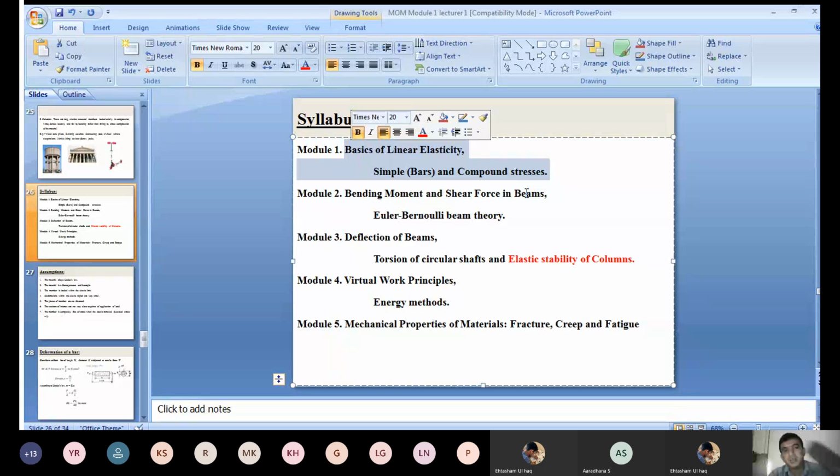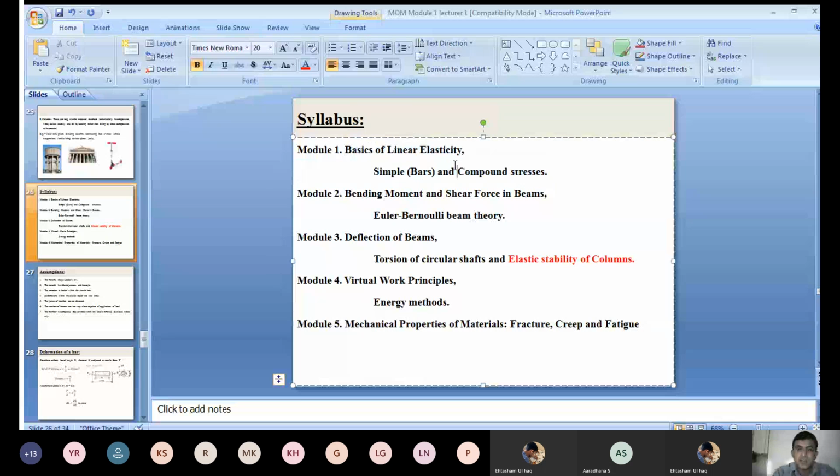The bar is subject to a tensile or compressive load, and we see how the bar is deformed, whether it is a uniform bar, a tapered bar, or stepped bars. Compound stresses are related to a member. Here consider a two-dimensional member or plane.